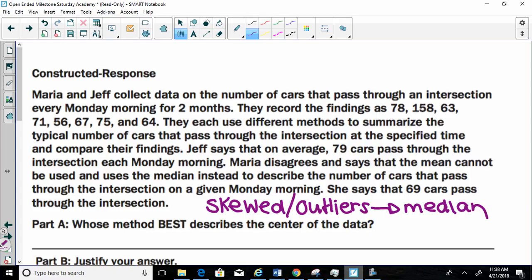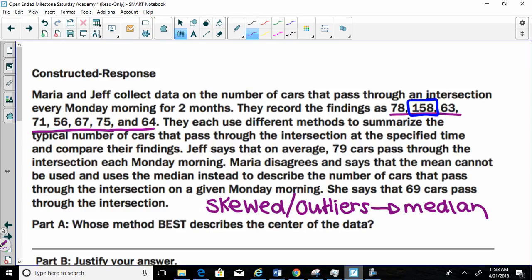But if there are outliers, the reason is if they're looking for the average of how many cars are going past an intersection. So here's how many cars they got: 78, 158, 63, 71, 56, 67, 75, and 64. So they're all around 60 to 70, right? Is there an outlier here? No. But 158, that one is an outlier. It's way bigger. It's something that's way bigger or way smaller than the rest of them, right?